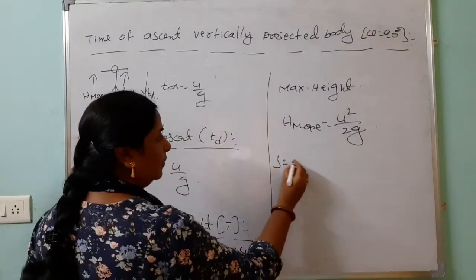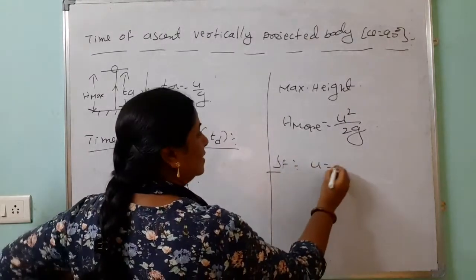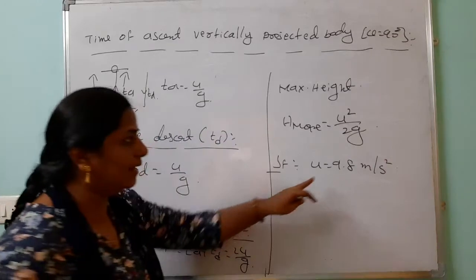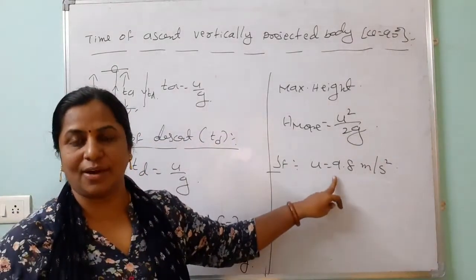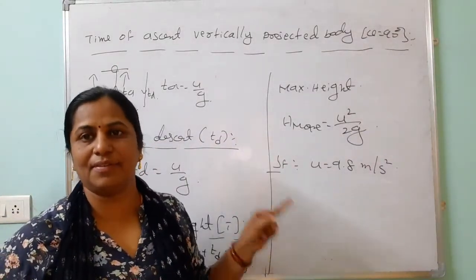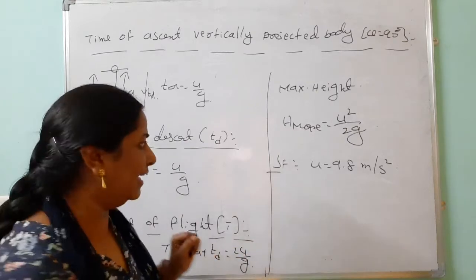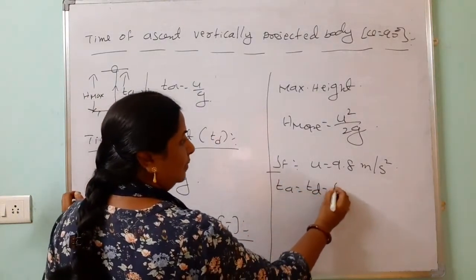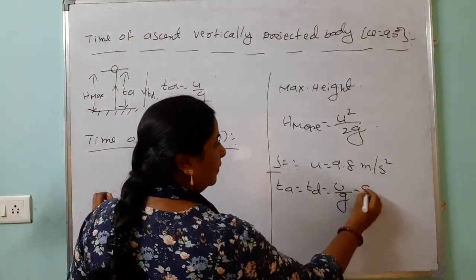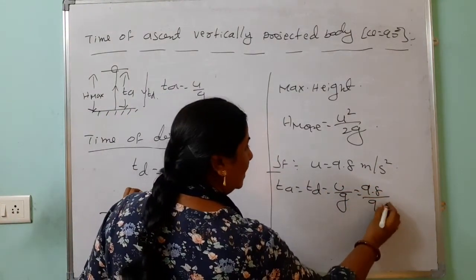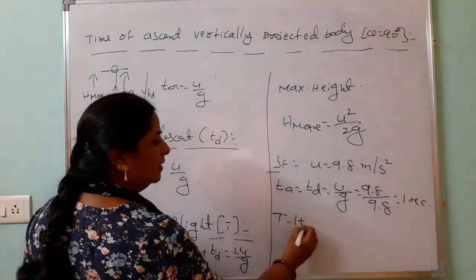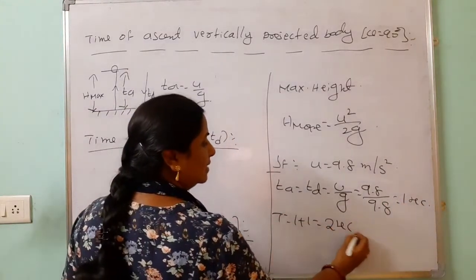We do one problem. If u equals 9.8 meter per second square, a single parameter, you know that. From this, how to find out time of ascent, time of descent, time of flight and maximum height. Look, time of ascent and time of descent are both the same: u by g, 9.8 by 9.8, 1 second. Time of flight is 1 plus 1, 2 seconds.